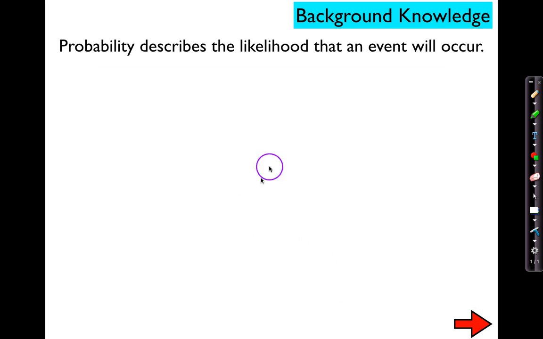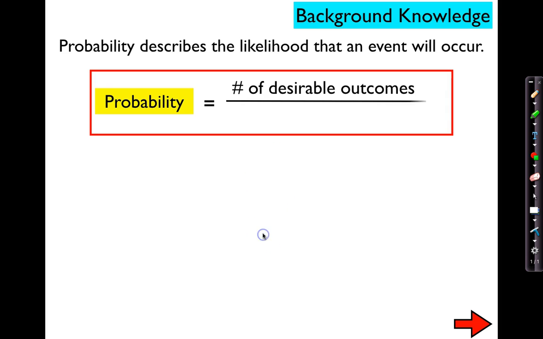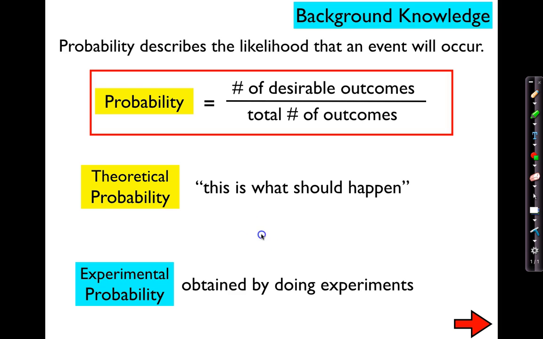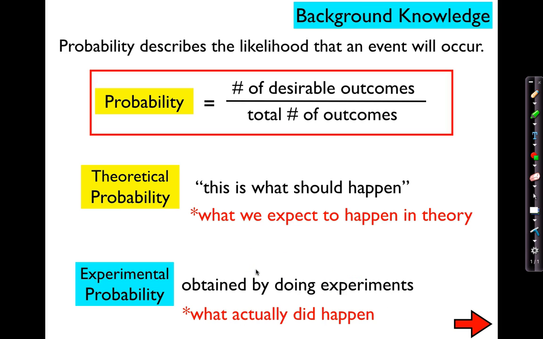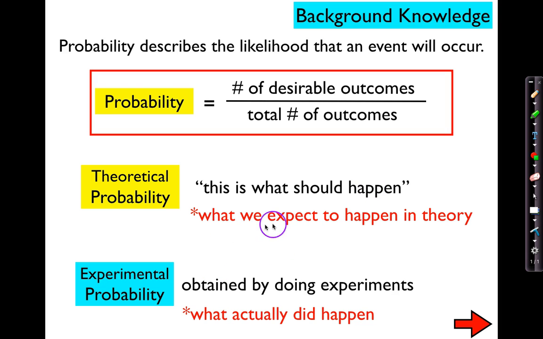Probability describes the likelihood that an event will occur. Probability is basically the number of desirable outcomes over the total number of outcomes. Theoretical probability is what should happen, and experimental probability is what ended up happening through the experiments, through the trials. So again, theoretical is what we expect in theory to happen, and experimental is what actually happened.